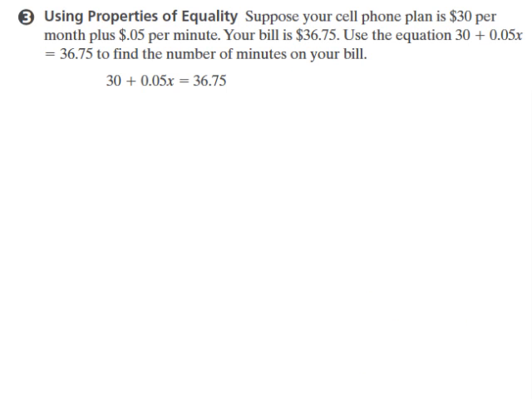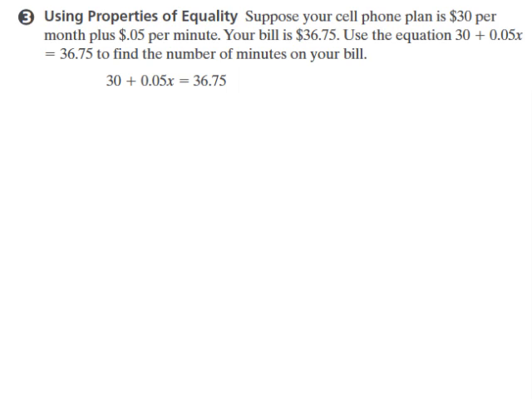Using properties of equality. Suppose your cell phone plan is $30 per month plus 5 cents per minute. Your bill is $36.75. Use the equation 30 plus 0.05x equals 36.75 to find the number of minutes on your bill. So if we take a look at this problem, we have 30 plus 0.05x equals 36.75.